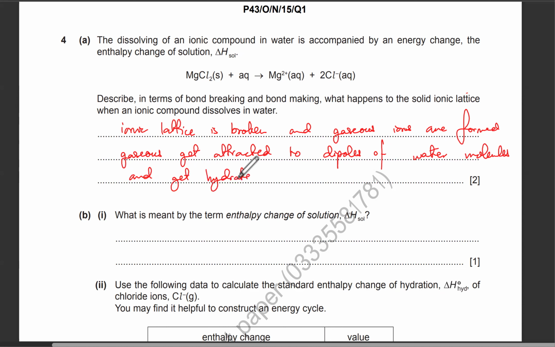Nothing else was asked. What else is he asking? He's asking the same in terms of what happens to the lattice. That's it. Okay, that's it.